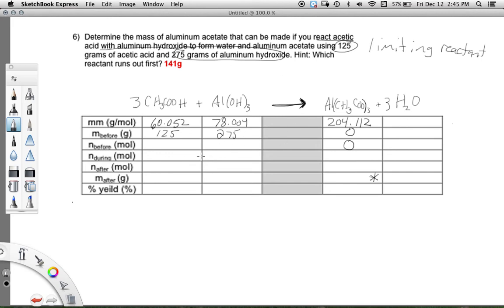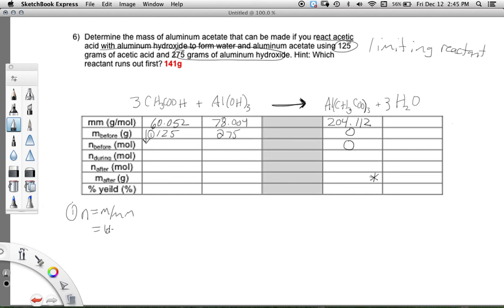Alright, so now we have to do some math. So let's figure this out. I want to know the moles of each. So that's the first thing I'm going to find when in doubt. Find the mole. Mass divided by molar mass.